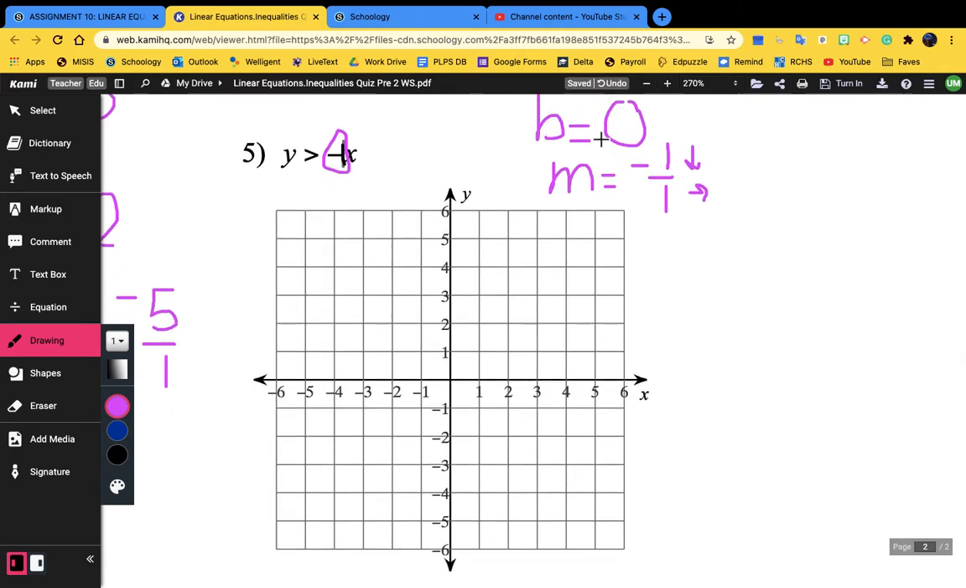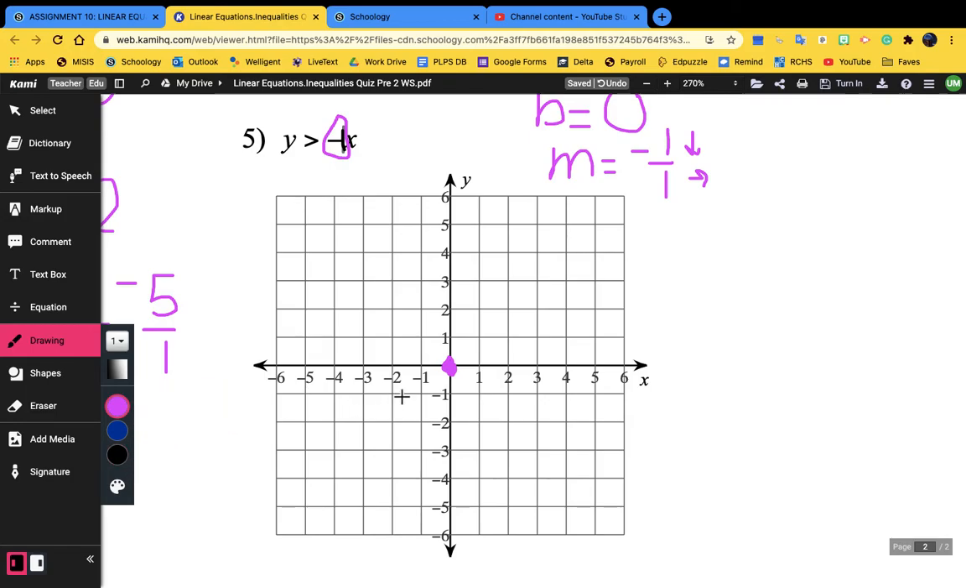So that means I go down 1 and to the right 1. I'm going to start with B. B is equal to 0. So where is 0 on my Y line here? Right, look at that. Dead center, kiddos. Dead center. And my slope says I got to go down 1, over 1. Down 1, over 1. So there's my second point right here.